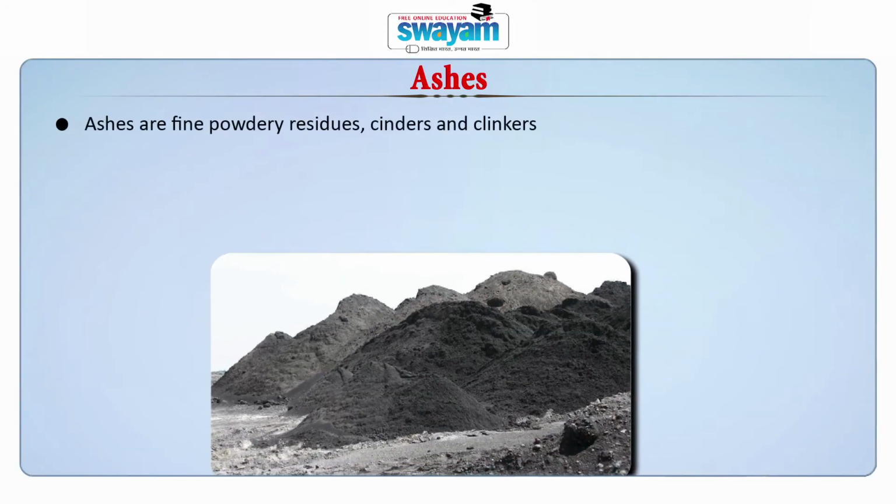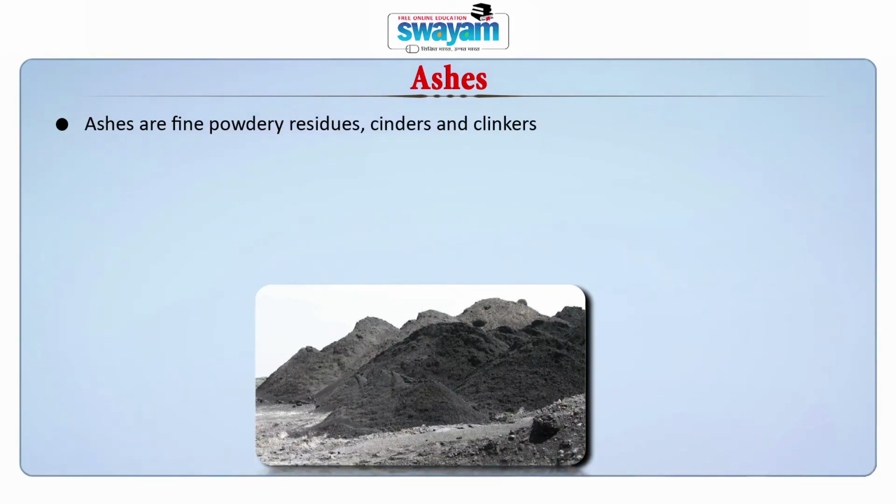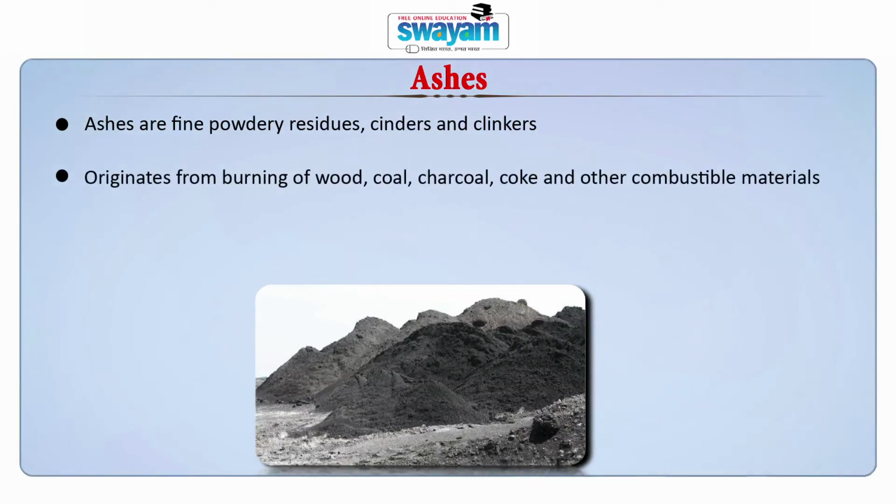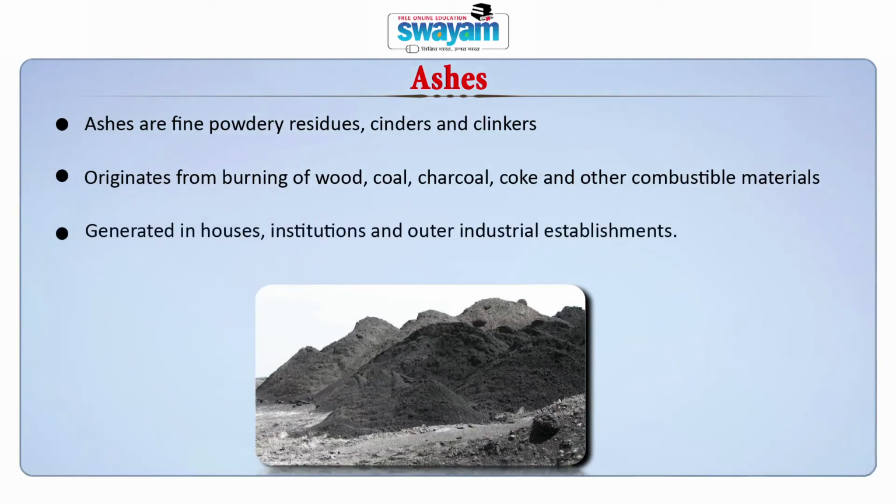Ashes are the fine powdery residues. These are cinders and clinkers which originate from the burning of fossil fuels as well as wood, or we can say ashes are produced from the burning of any combustible material. These are generated in our houses, in institutions as well as in industrial establishments. The ash called fly ash, which is generated in thermal power plants, is a big danger to our environment. Regarding the fly ash, we will be discussing in the next modules in detail.